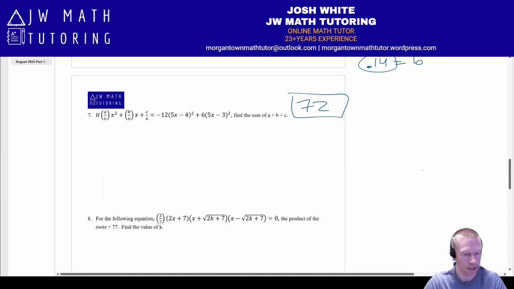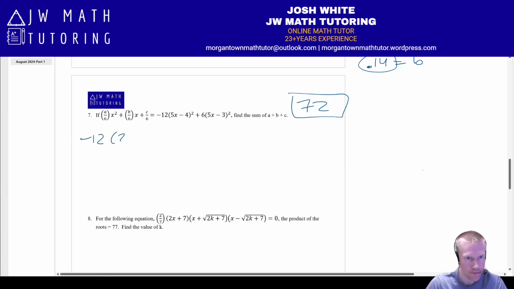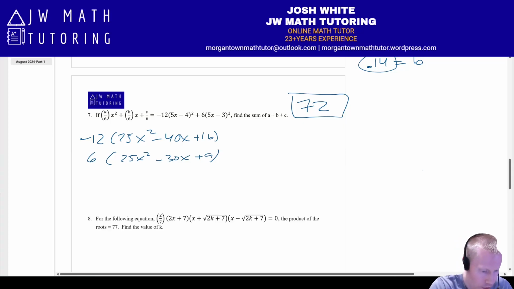Okay, now here's how you could actually do this out by hand. It's actually not that bad. I'm going to skip some steps again, it just does take a little while. So first thing, if you square this out, it's going to be 25x squared minus 40x plus 16. For the other one below it, it's going to be 25x squared minus 30x plus 9. Let me just check my notes. Okay, then if you multiply everything out, I'm just going to do these vertically so they all match up.